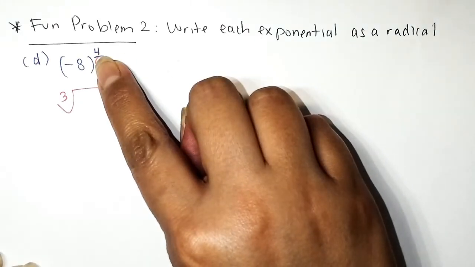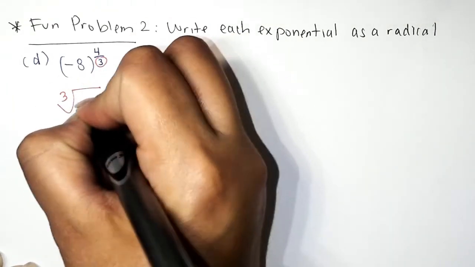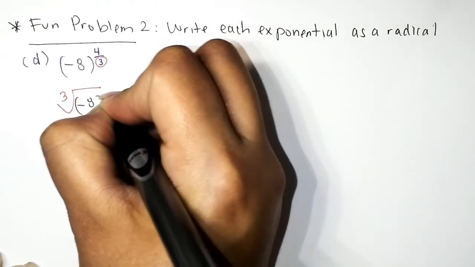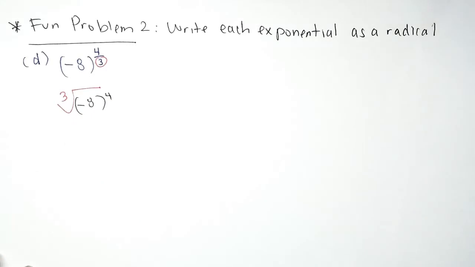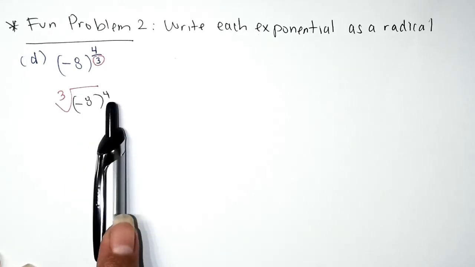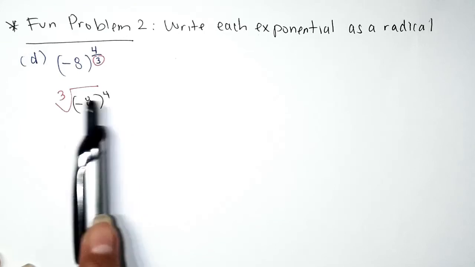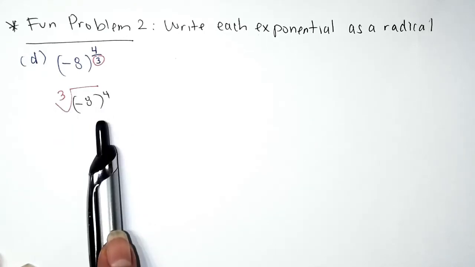The cube root of negative 8 raised to the 4th power. So by some miracle, this is how you're supposed to do it. We're supposed to take negative 8, raise it to the 4th power, and then that's where the miracle kicks in. We're going to take that big number and take the cube root of it.